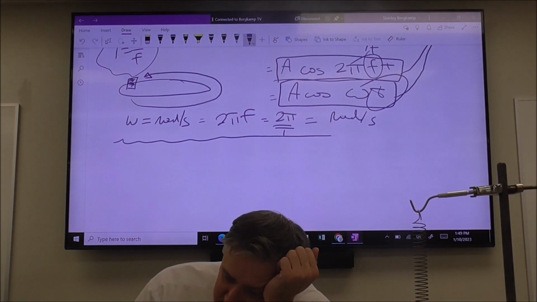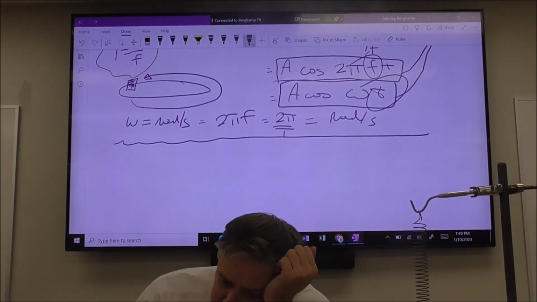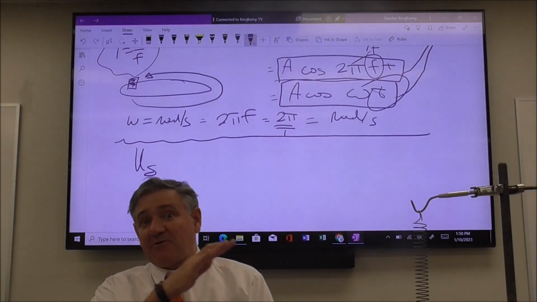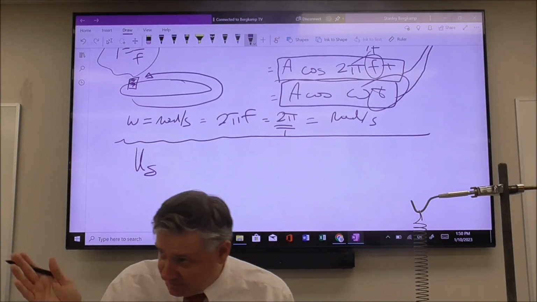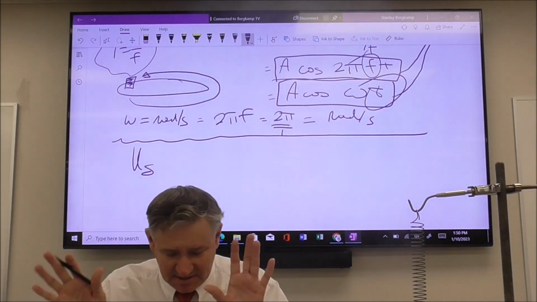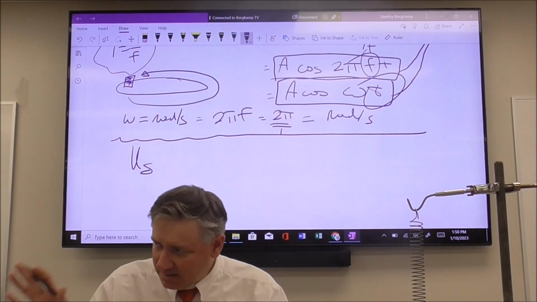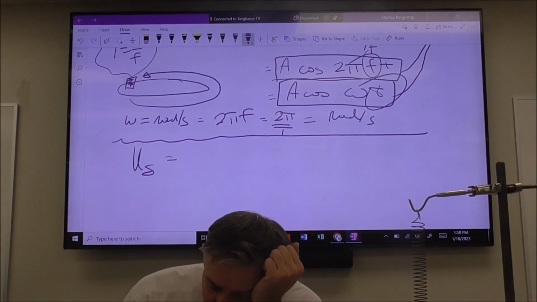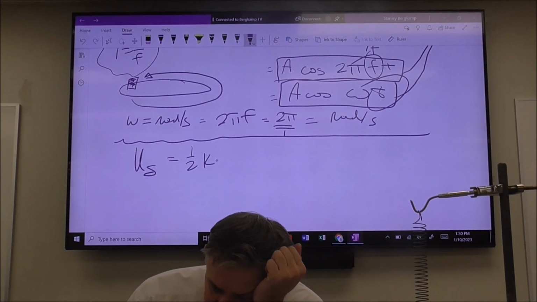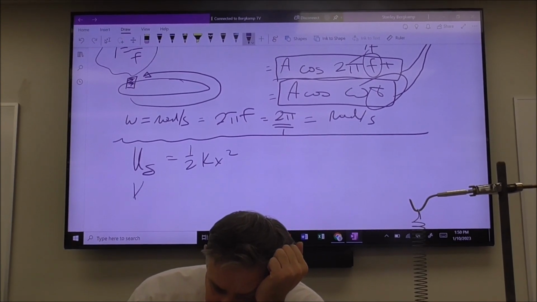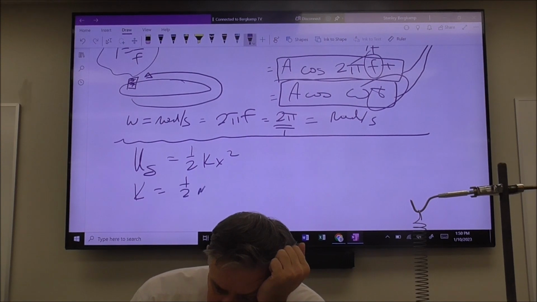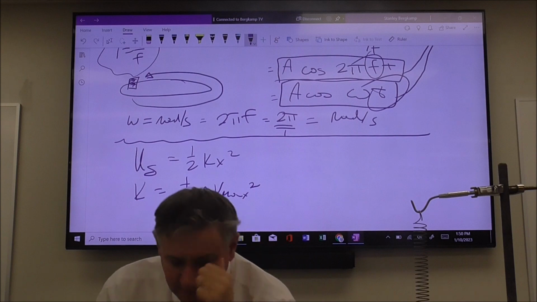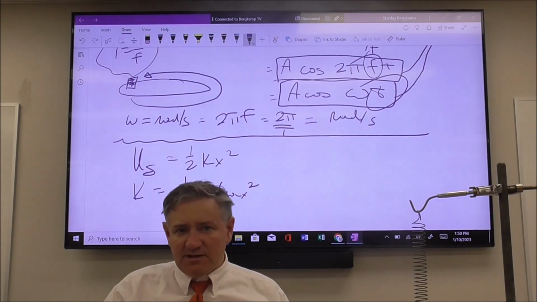So there's that. Now we're going back to oscillating springs. Like I said, I just need to tie up some loose ends. Us is going to be 1/2 kx squared, and then you can have kinetic energy, which is going to be 1/2 m v max squared.